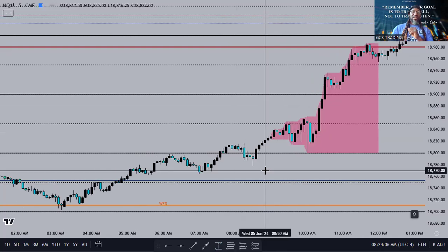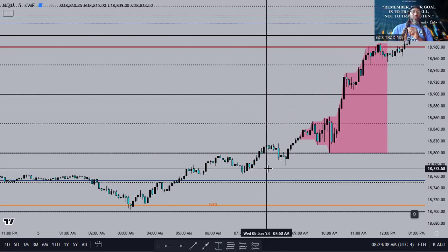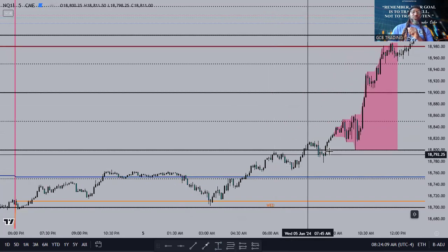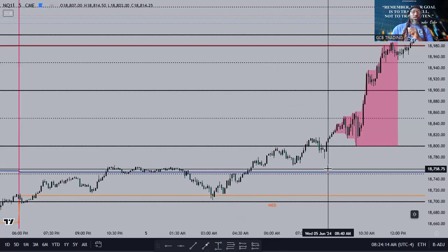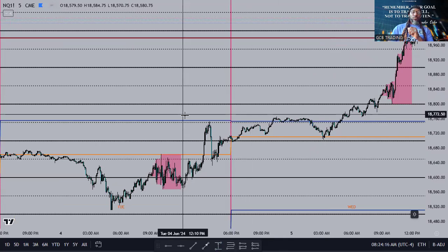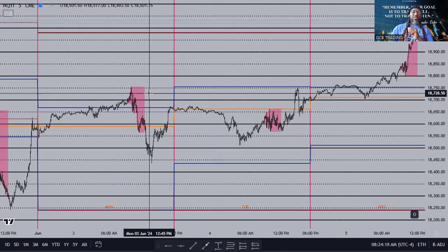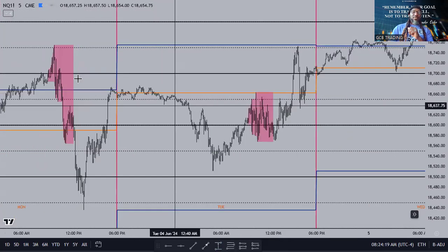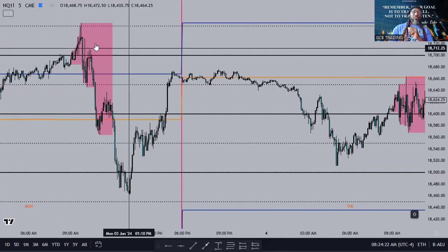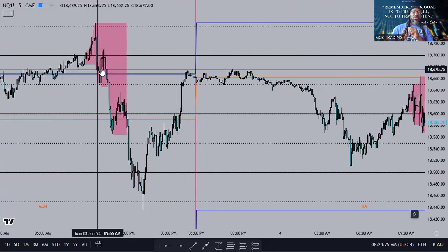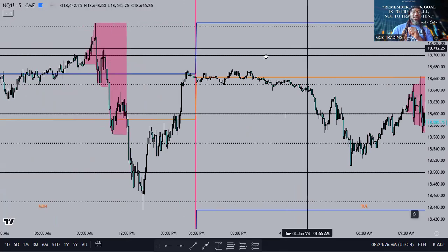We did not have confirmation that we were going to sell. There's no confirmation that we were going to sell. None at all. Because if we look at it, what are we looking for? We're looking for the same thing that happened on Monday. This is what you're looking for. So if it does not look like this, okay, we're not taking a short trade.